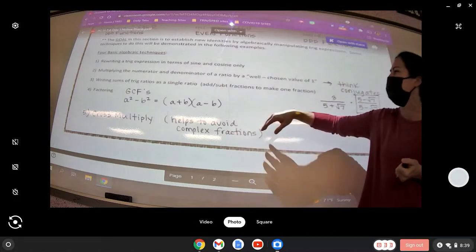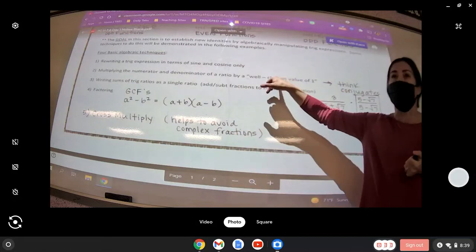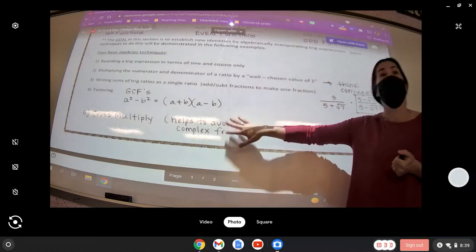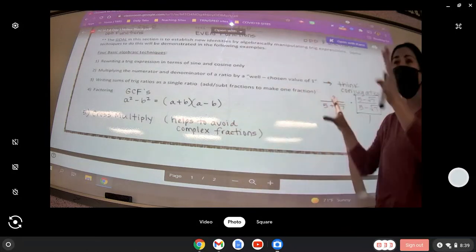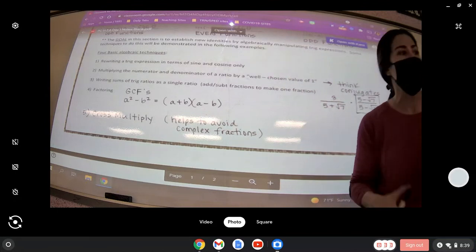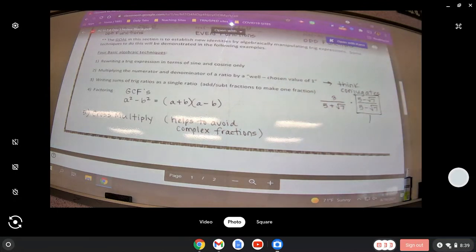It usually just goes with, I believe, the well-chosen value of 1, but sometimes I'm telling you, cross-multiplying makes the problem a little bit more simple. All right, these are all techniques that we could use. So let's go to an example and let's try one.